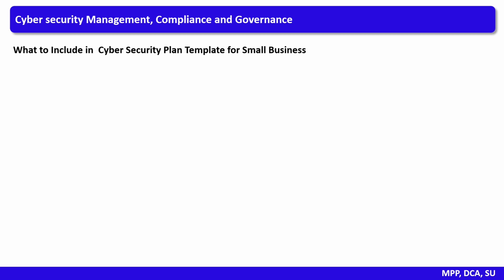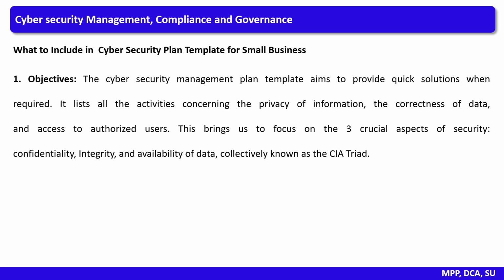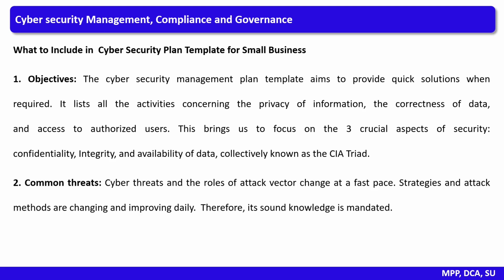Now let us discuss what to include in cybersecurity plan template for small businesses. Objectives. The cybersecurity management plan template aims to provide quick solutions when required. It lists all the activities concerning the privacy of information, the correctness of data, and access to authorized users. This brings us to focus on three crucial aspects of security, which includes confidentiality, integrity, and availability of data, collectively known as the CIA trait.